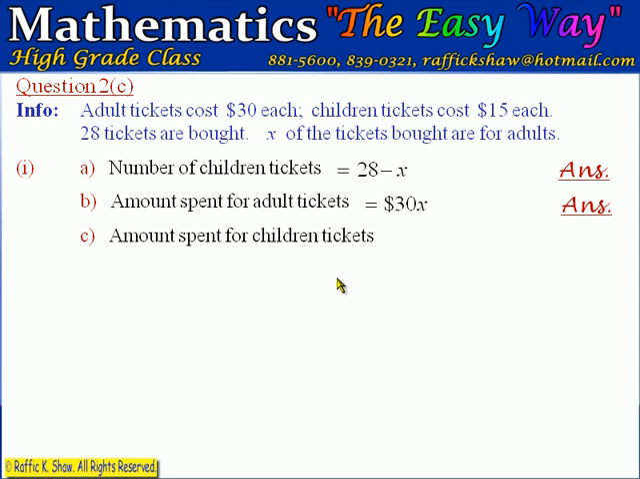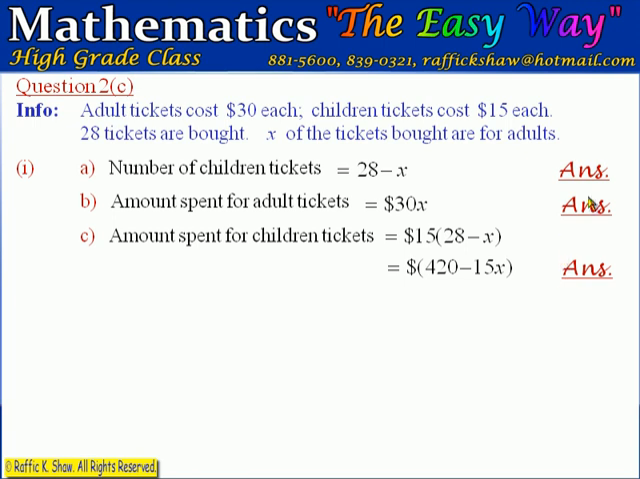And then we are being asked for the amount spent for the children tickets. The amount spent for the children tickets must be $15 for each multiplied by the number of children tickets, which is 28 minus X. So that's $15 multiplied by this 28 minus X, and that will be the amount spent for the children tickets. And then if we expand, we end up with 420 minus 15X dollars. That's the amount spent for the children tickets. We simply multiply 15 by 28 and then 15 by this negative X.